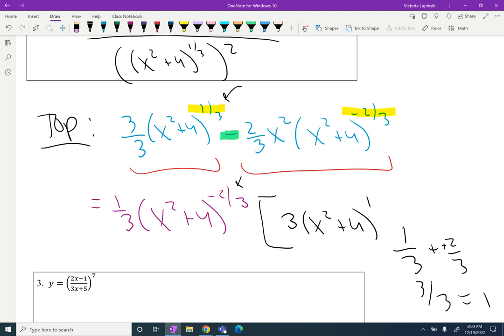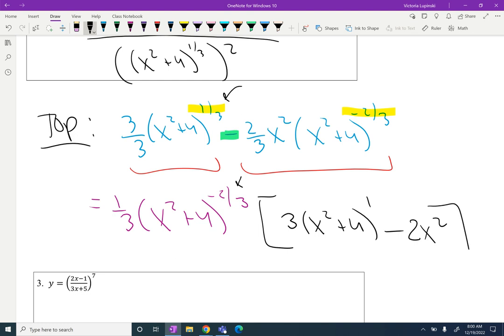That's okay. Again, that's just the first one. Now minus, you took out a 1/3, so you're left with a 2x squared. And you took out all of the x squared plus 4s, so that's all that you're left with. And again, just to be clear, this is still just the top. Almost done, but questions?